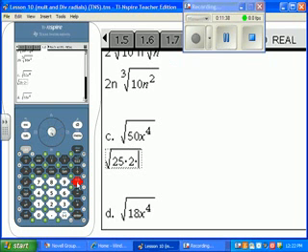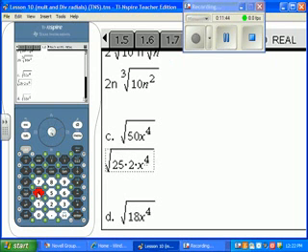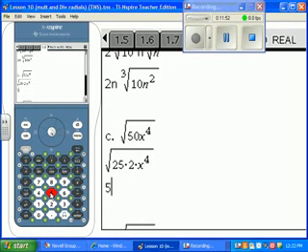X to the 4th. What's the square root of x to the 4th? X squared. So you don't even have to break that up. There's no need to. Okay? There's no need to break it up if you can take the square root of it as it is. Okay? Square root of 25 is? Square root of x to the 4th is? X squared.